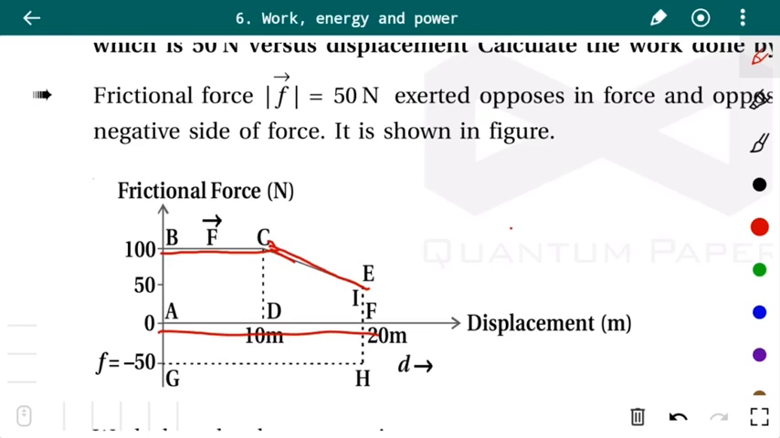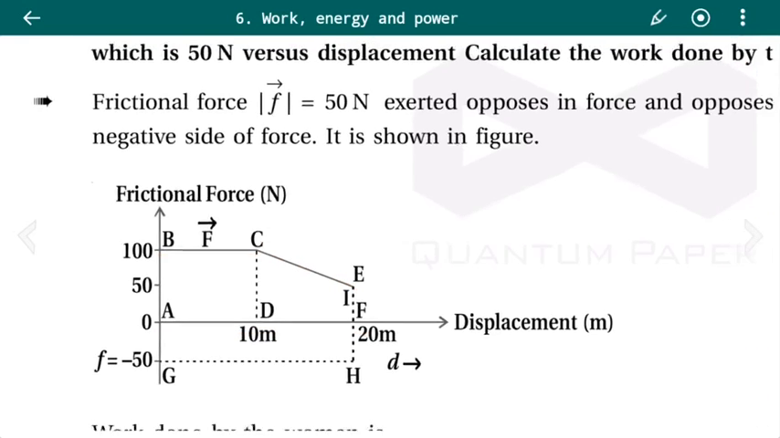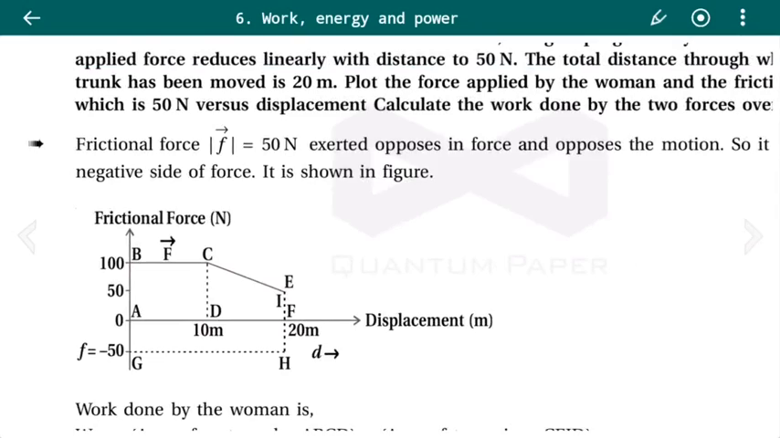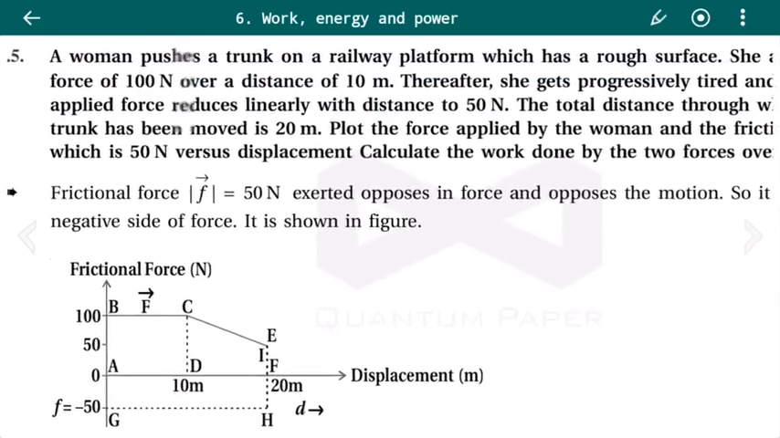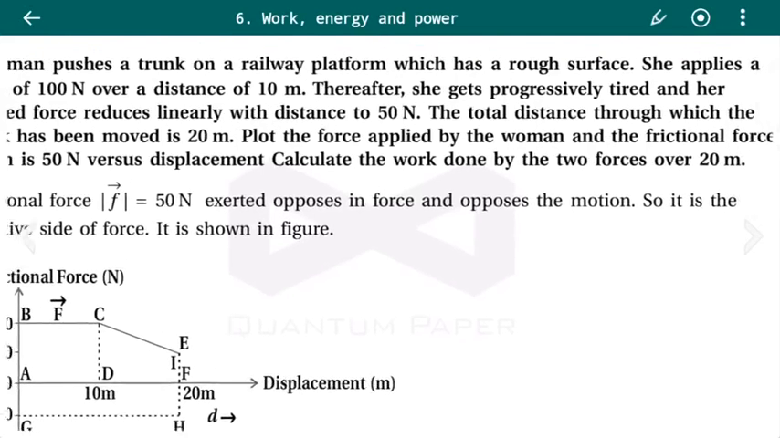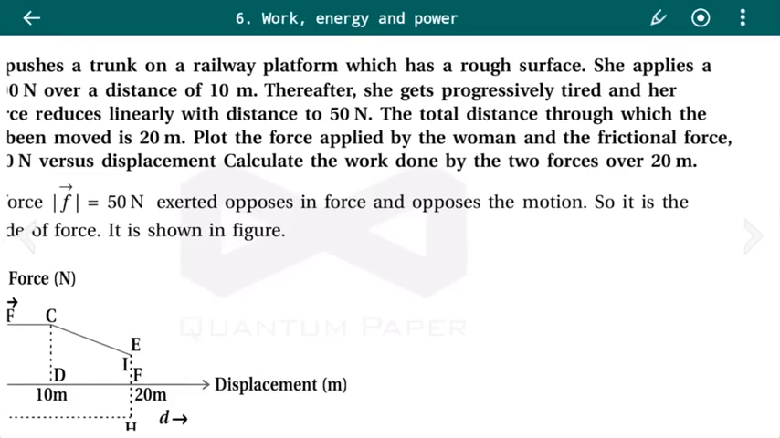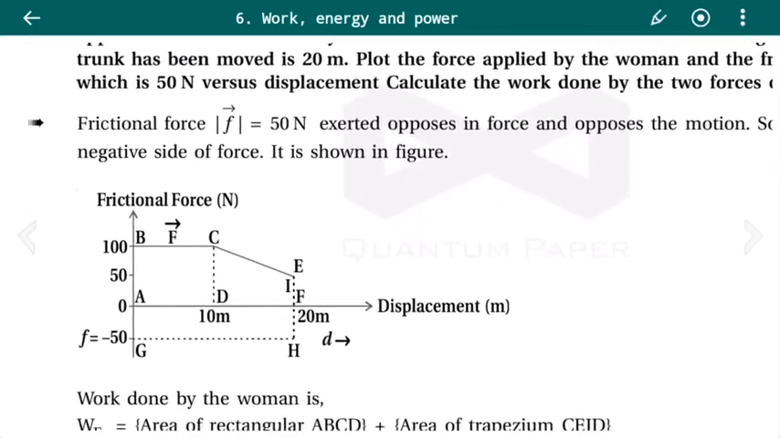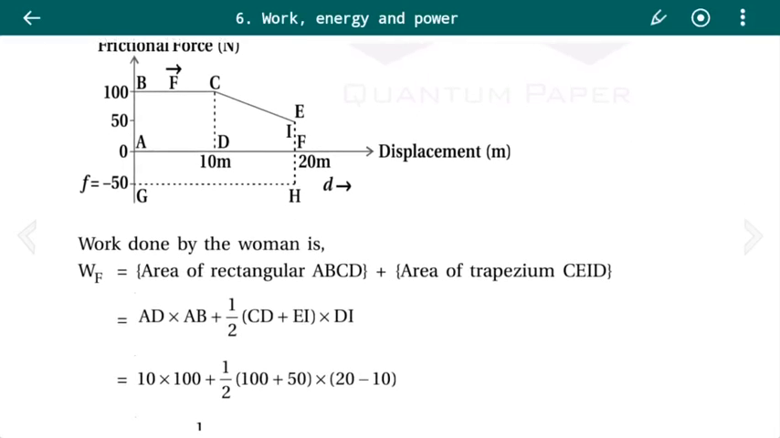That means the frictional force is applied by the rough surface and the frictional force is 50 Newton. That is, it is opposite to that of the displacement. So here the frictional force magnitude is 50 Newton, exerted opposite to the motion. So it is on the negative side of force. It is shown in the figure.